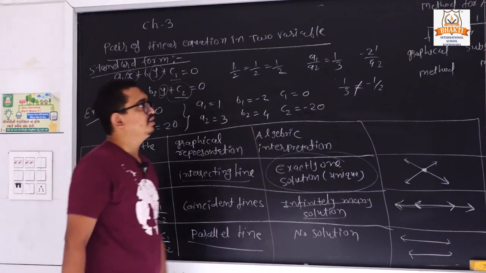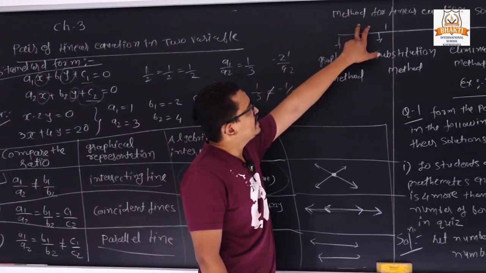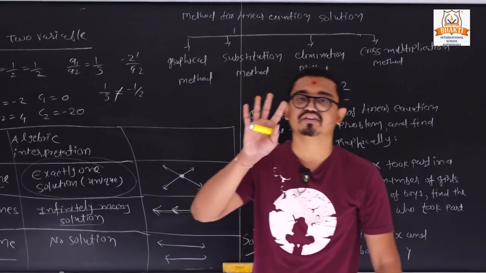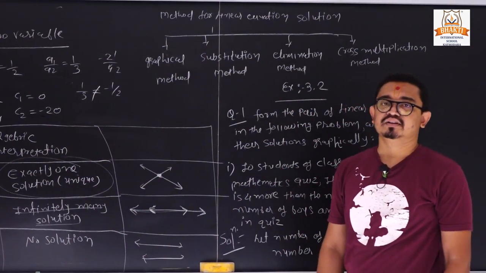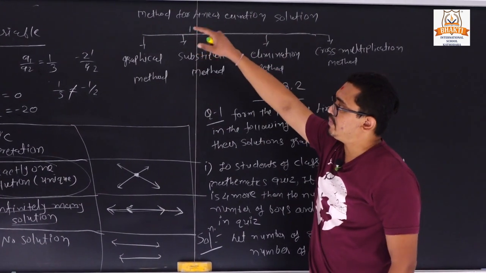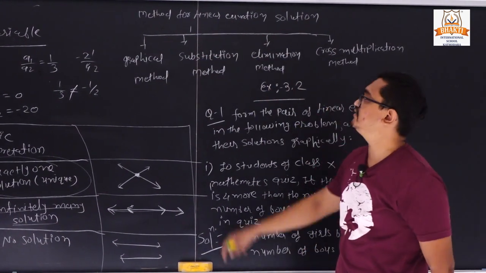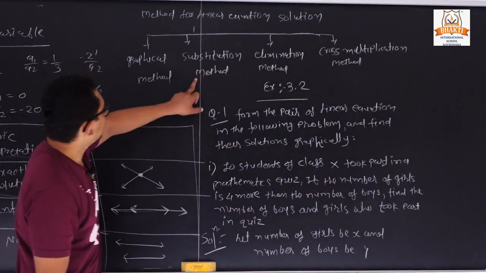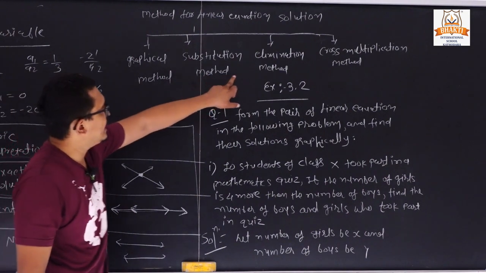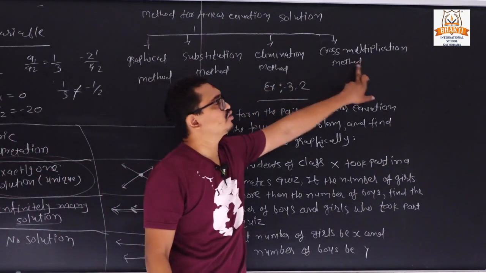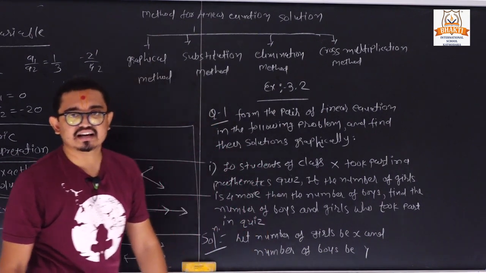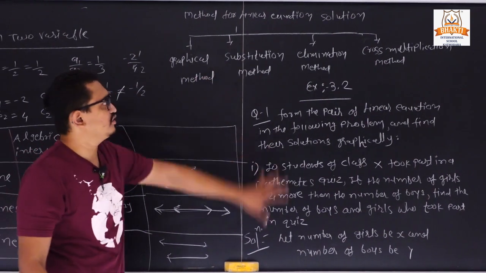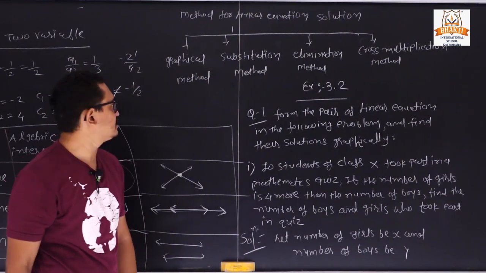So now we are going to the next method for the solution of linear equations. In this chapter we have 4 different methods. Clear? For the solution of a pair of linear equations in 2 variables, we have 4 methods. First, the graphical method. Second, substitution. Third, elimination. And fourth, the cross multiplication method. Clear? So it means in chapter number 3, we have 4 different methods for solving linear equations.